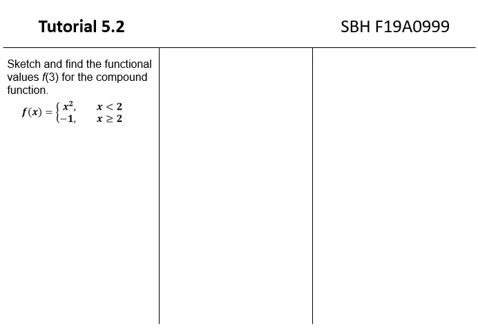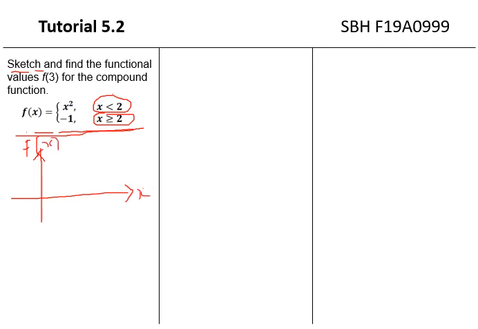So when we look at the compound function here, it's divided into two parts. The first part is valid when x is smaller than 2. The second part is valid when x is equal to or greater than 2. Since the question asks us to sketch and find the function value of f(3), we start by sketching it. We need to define the axes. One is f(x), one is the x-axis here.